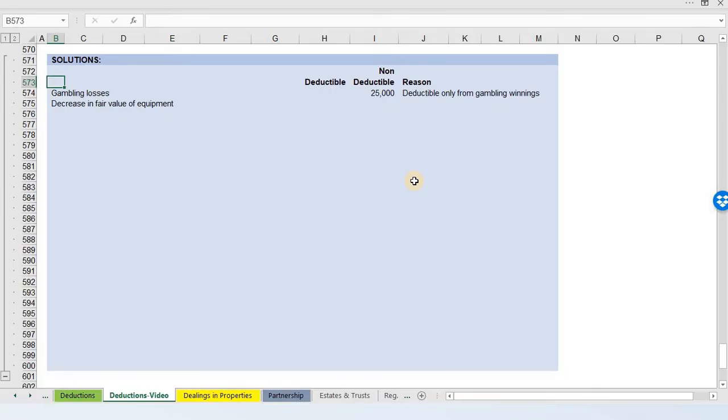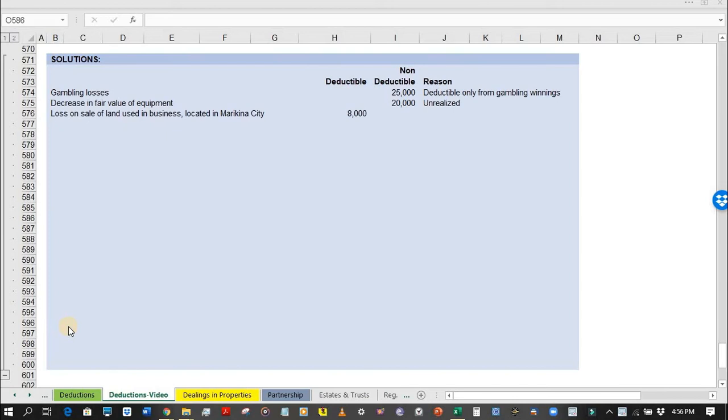So which means that the decrease in fair value of the equipment is a non-deductible loss because this is an unrealized loss. The next is the loss on sale of land used in business located in Marikina City. So this is a realized loss because this is actually suffered because the land is already sold. So which means that the loss of 8,000 is deductible. Then again, the loss on sale of land of 8,000 is deductible because the land is an ordinary asset.